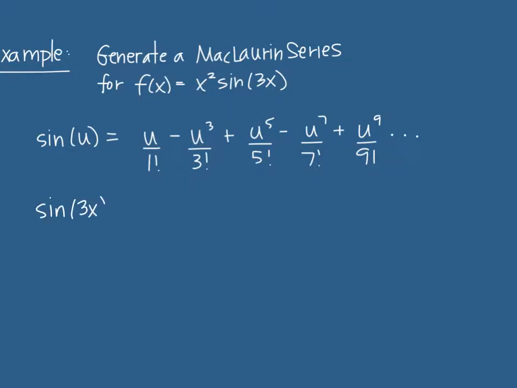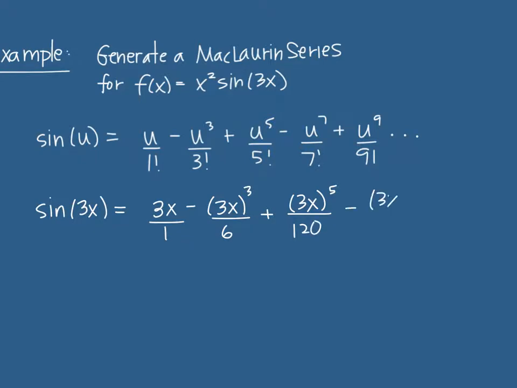Okay, so change all the u's to 3x. So this would be 3x over 1 factorial minus 3x cubed over 3 factorial. So 3 factorial is 6, plus 3x to the 5th over 5 factorial. Does anybody know 5 factorial? 120. Okay. Minus 3x to the 7th over 7 factorial, which we did the other day, 5040.